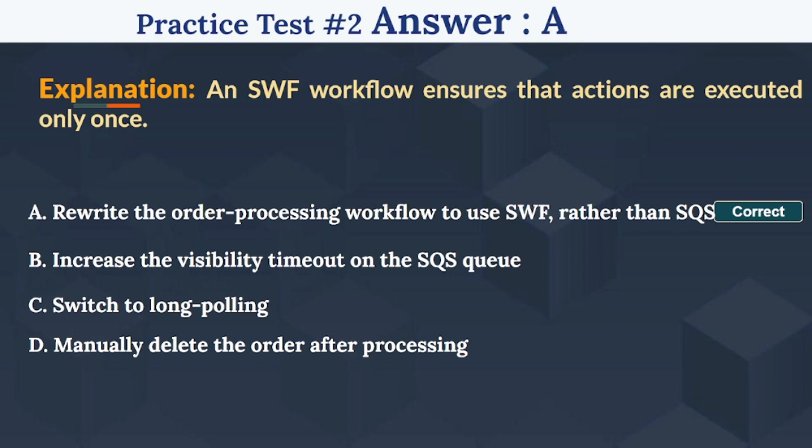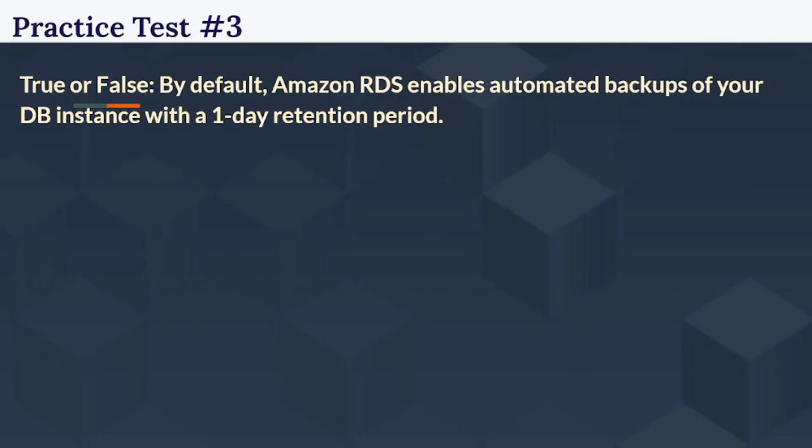So the third question is, true or false? By default, Amazon RDS enables automated backups of your DB instance with a 1-day retention period. So the options are: Option A, true. Option B, false. Please select your answer in the next 5 seconds. 5, 4, 3, 2, 1.